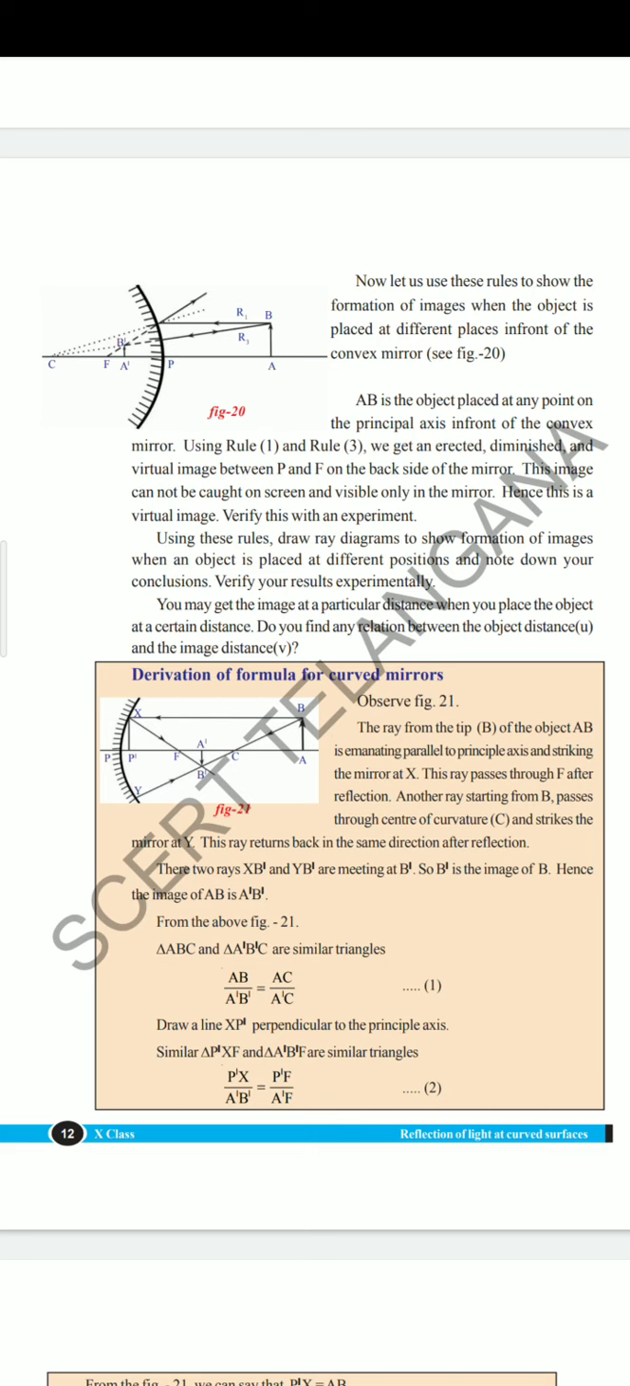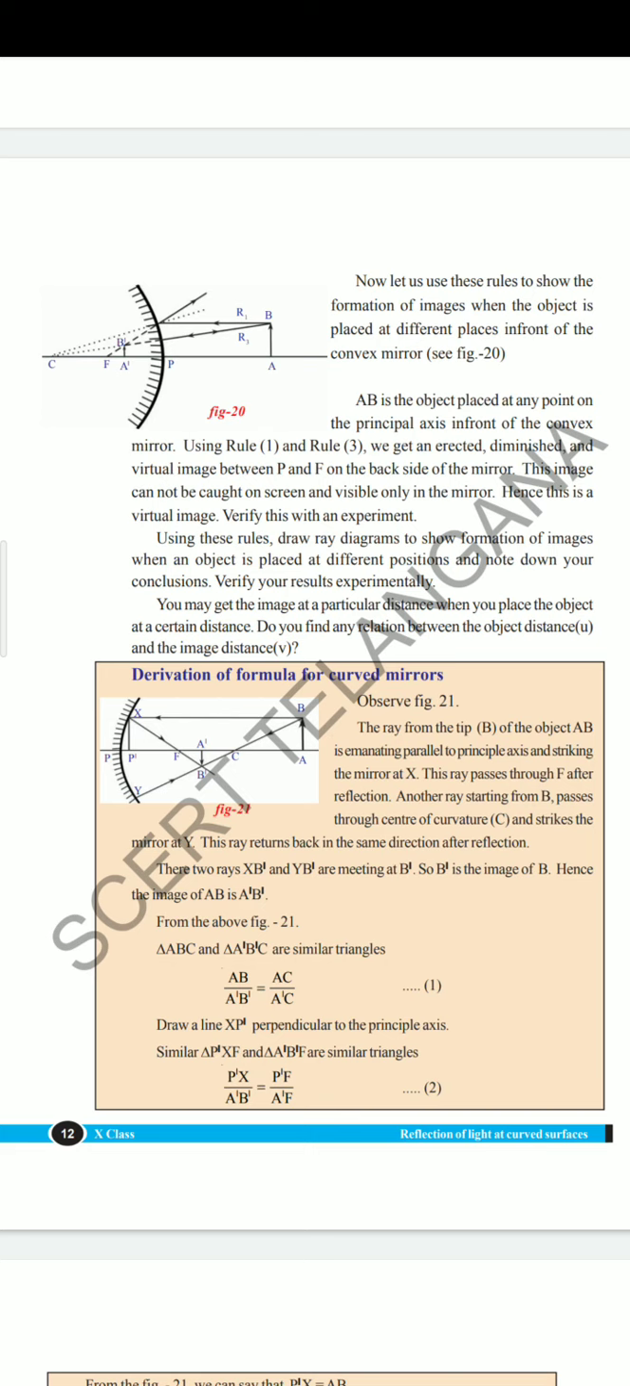These two rays XB' and YB' are meeting at B'. So B' is the image of B. Hence the image of AB is A'B'. From figure 21, triangle ABC and triangle A'B'C are similar triangles. AB by A'B' is equal to AC by A'C. Equation 1.